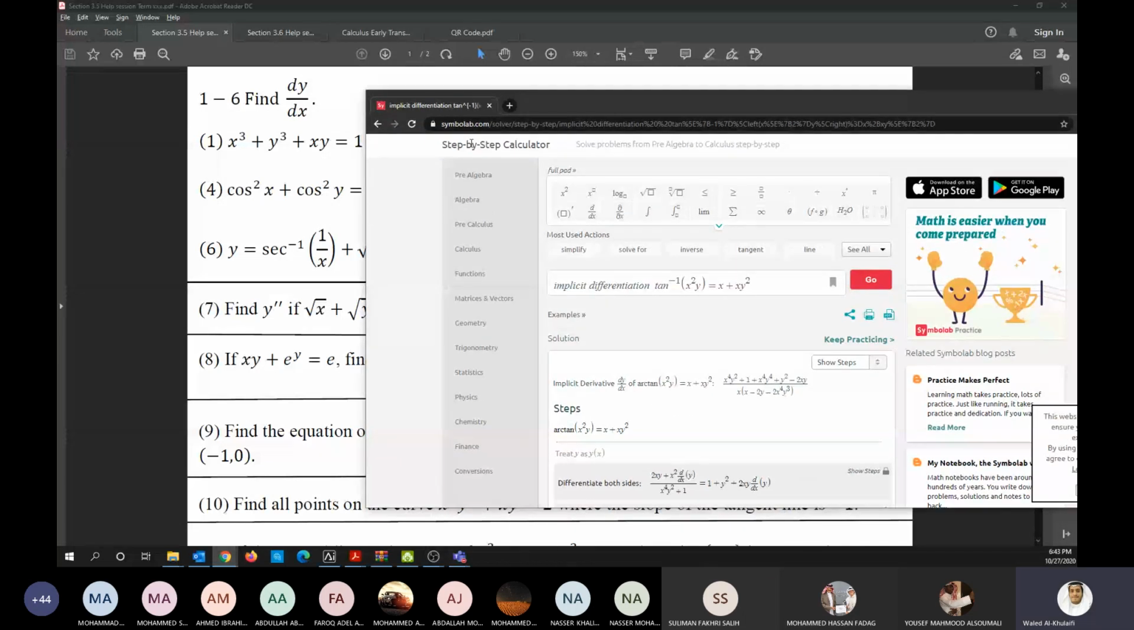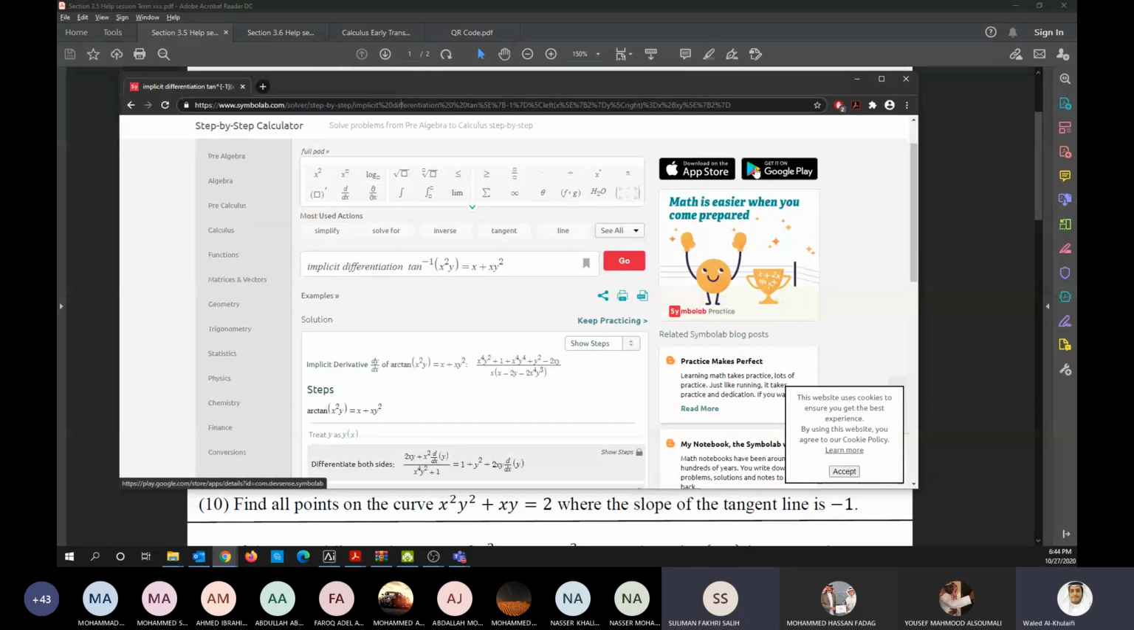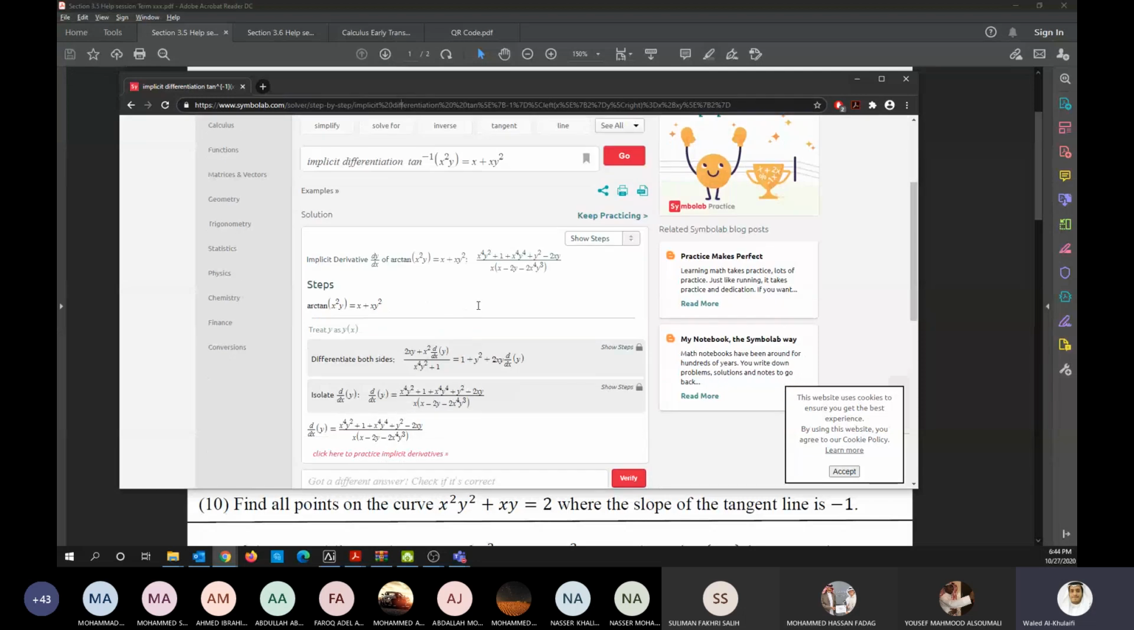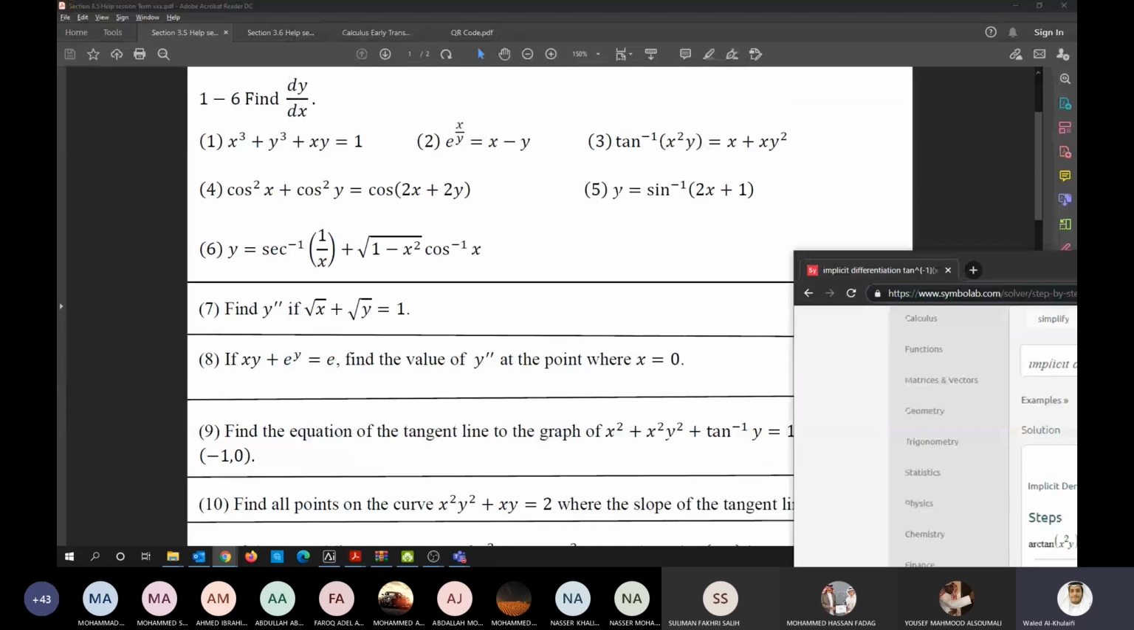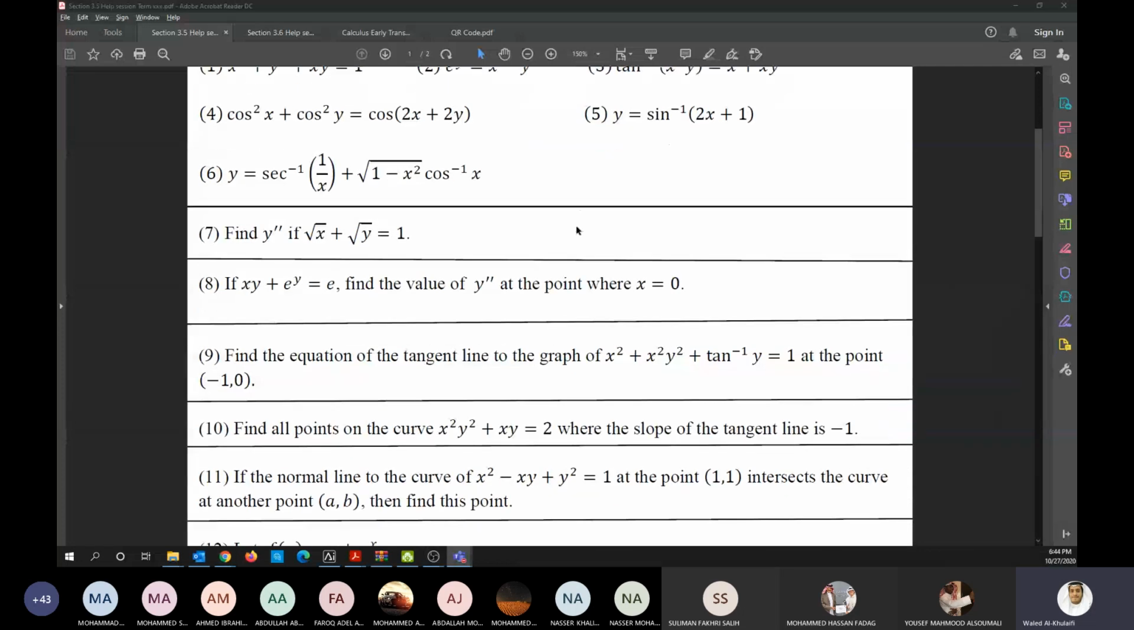The website is just, write Symbolab, just like this. Oh, by the way, does it have an app, Doctor? Yeah, they have it on mobile, on Google Play and App Store. But they give you only the final answer, and if you need steps, you have to pay for it. Okay, but I don't think you need it. You need just the final answer.